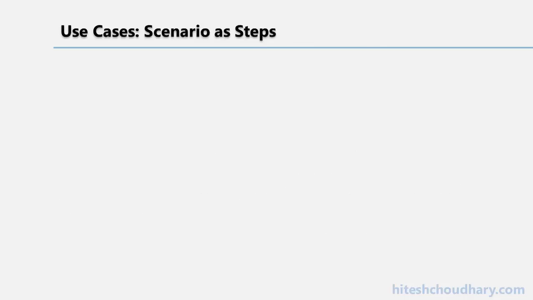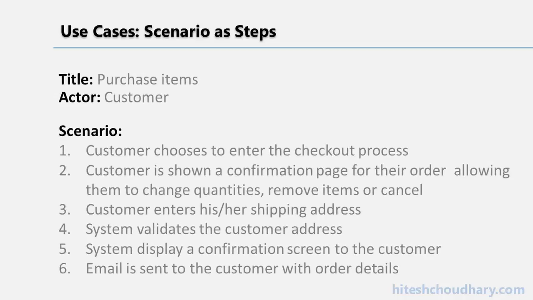It's also very common to write this scenario as individual steps in a numbered list. So step 1, customer chooses to enter the checkout process. Step 2, customer is shown the confirmation page for the order, allowing them to change the quantities, remove items or cancel, and so on. Notice that I can go to a slightly different phrasing or different level of detail. That's perfectly alright. It's whatever makes sense for the situation.